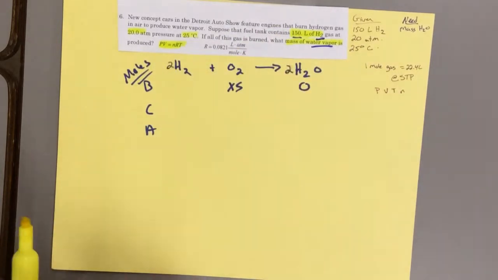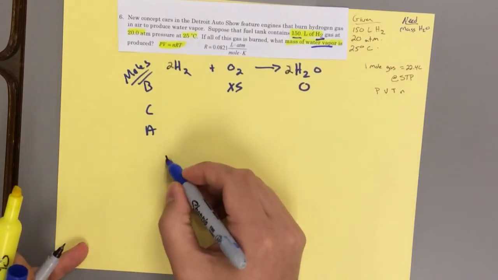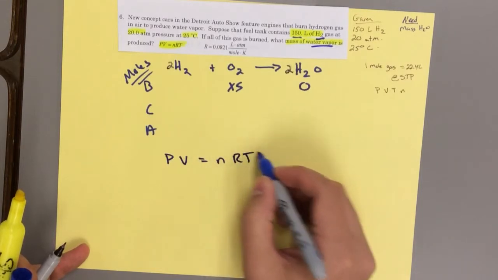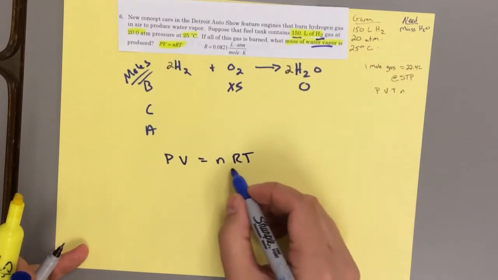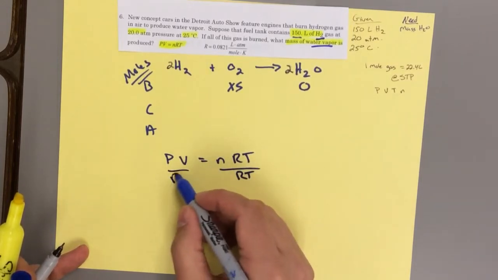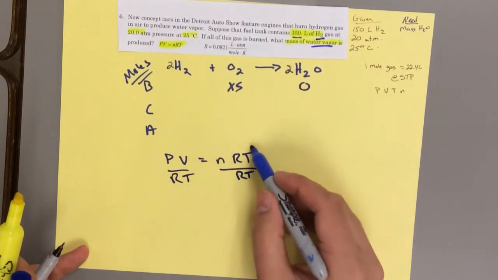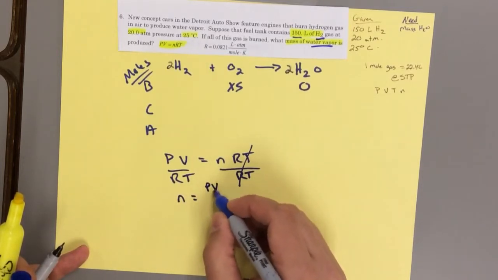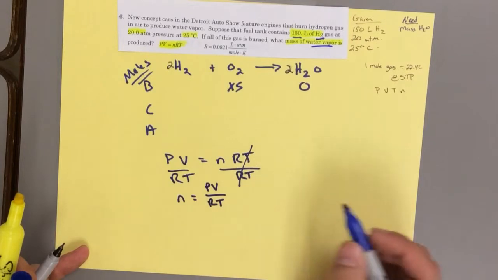So because we have enough of the variables, we can go ahead and use that information to complete the formula for PV equals nRT. You might want to rearrange this initially, so you want to divide both sides by RT in order to get number of moles by itself. So this would cancel, and we'd end up with number of moles equals PV divided by RT.